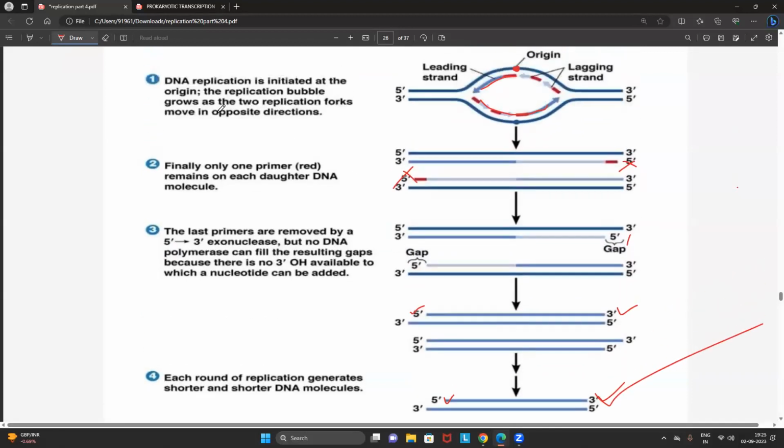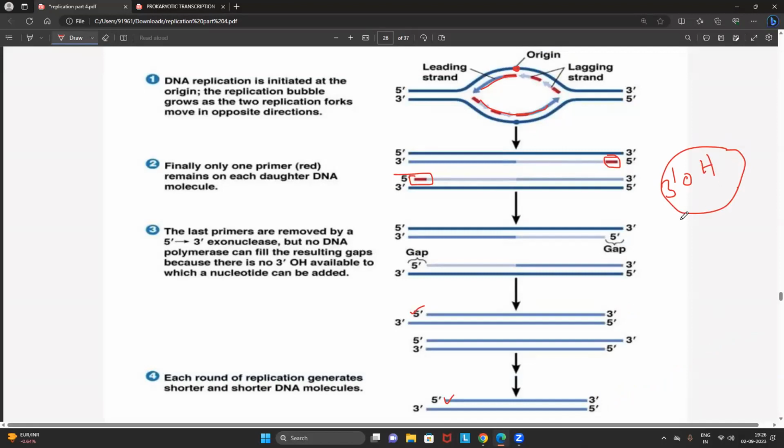Everyone, once again, first understand what is the problem. The problem is that, listen to my words very carefully, whenever the primers get removed from the 5' end, the DNA polymerase enzyme cannot replace the primers with nucleotides. What is the reason why it can't replace? The reason is that there is no availability of the 3' hydroxyl group.